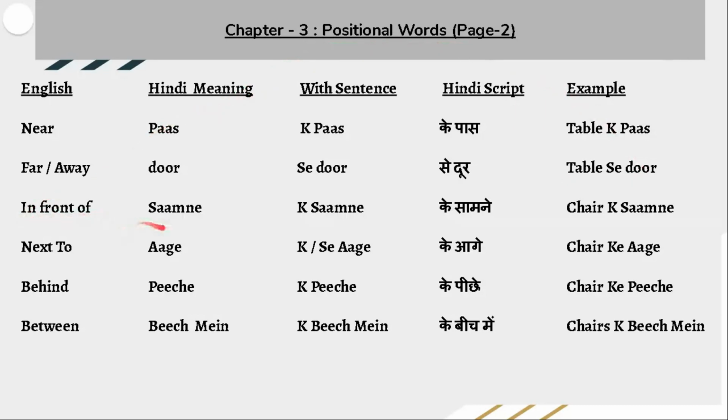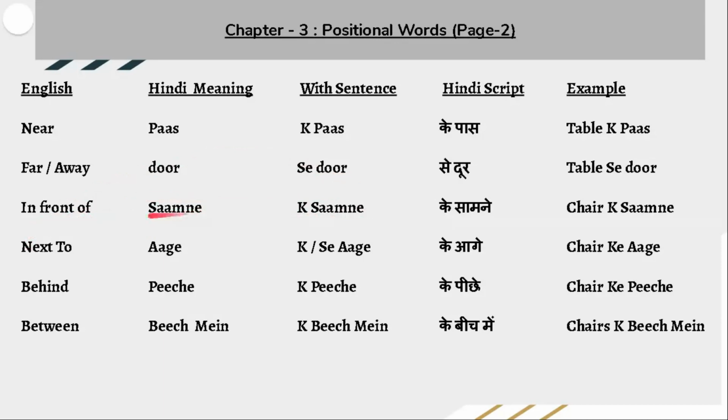In front of is called saamne. The standard format while using it in the sentence? के सामने. So in Hindi, if you have to use it in a sentence, it will become object के सामने. The object may be anything like chair, table, wall, something. In front of means सामने. It can be used for the opposite also.